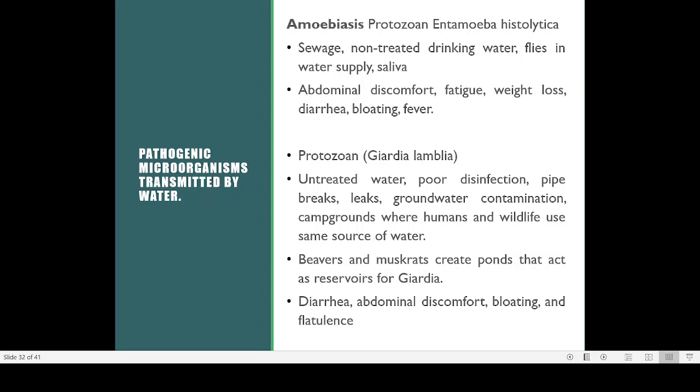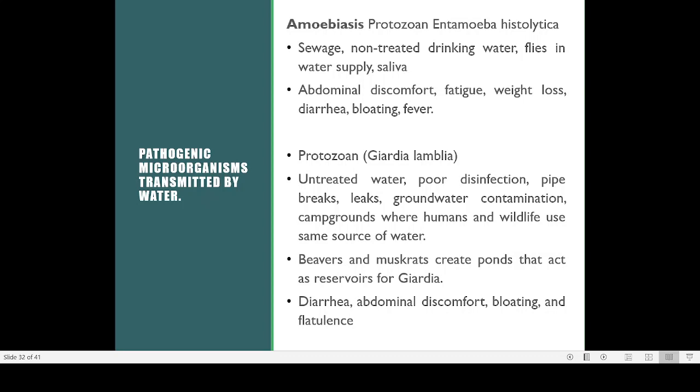Then beavers and muskrats create ponds that act as reservoirs of Giardia. These are a type of mammal. Beaver, you might have heard about the beaver. It is a dam-building mammal. And similar mammals that resemble rats are known as muskrats. They have a habit of storing water or creating small ponds. In those small ponds created by the beaver, there is a strong possibility that this protozoan Giardia may exist.